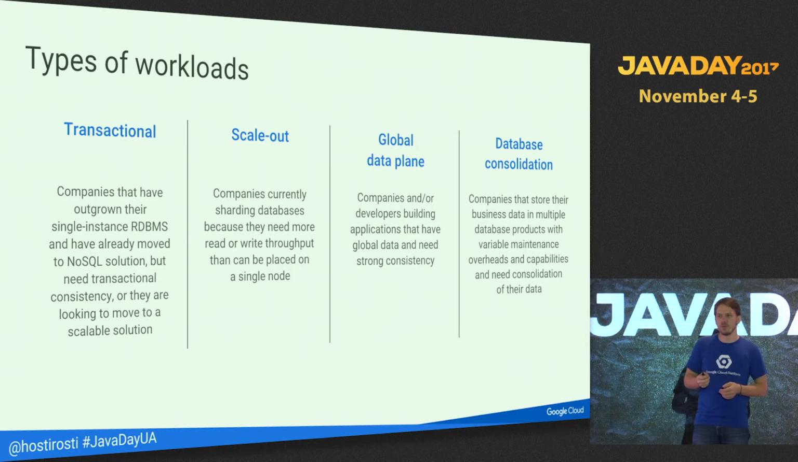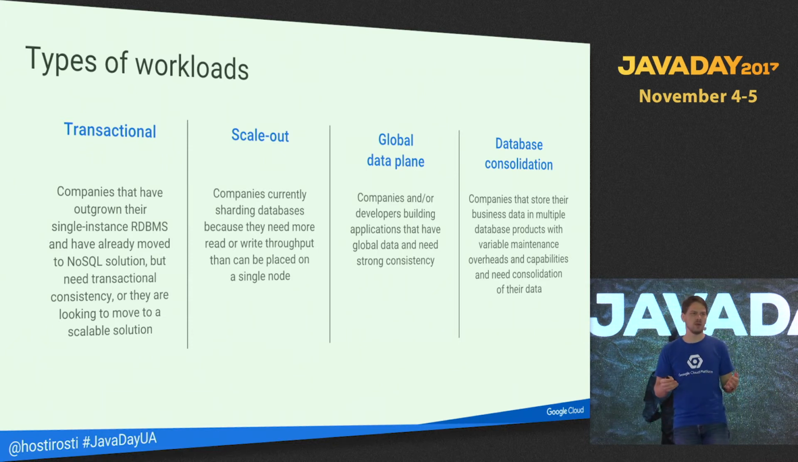Another thing which is important if you look at traditional relational database systems: for a single host, your boundary is usually a couple of terabytes of data. So if you have a lot of data, that is another thing where Spanner comes in.